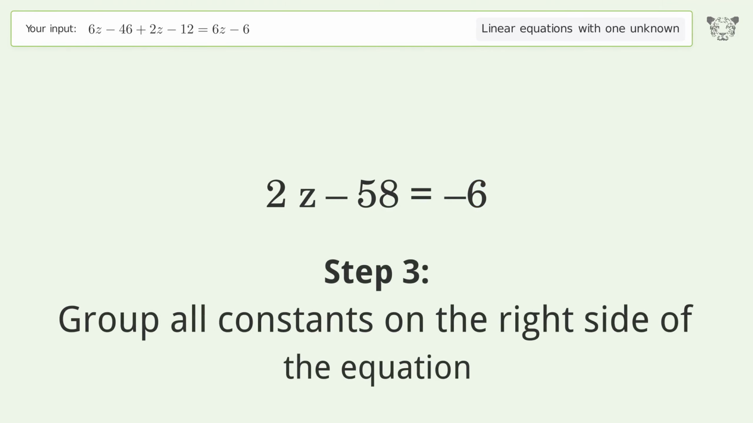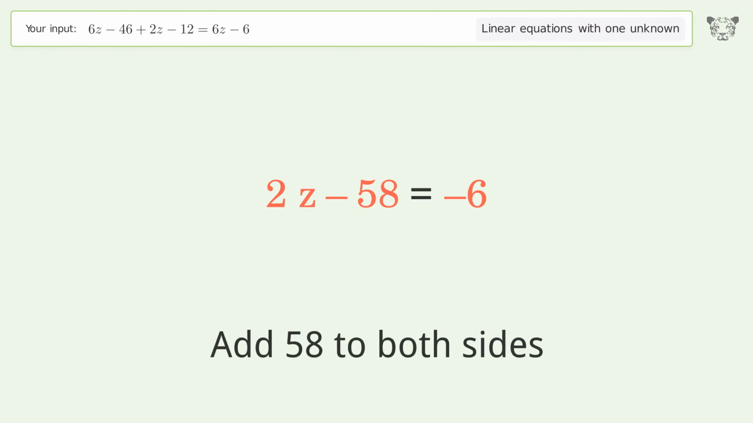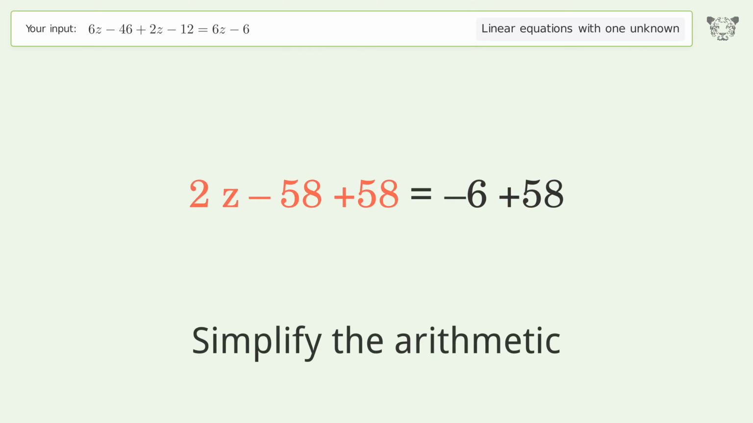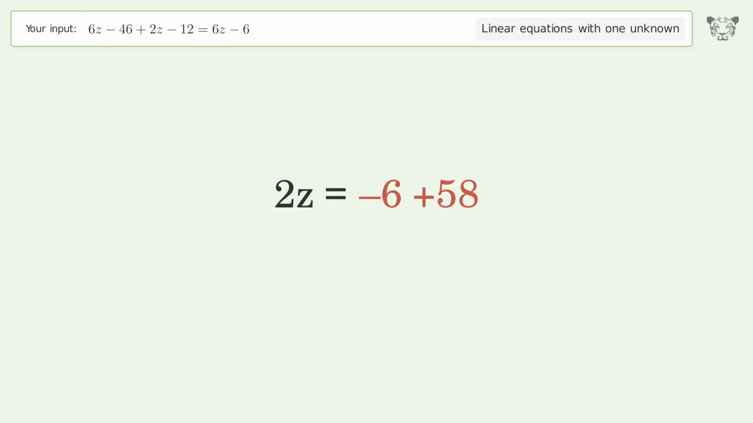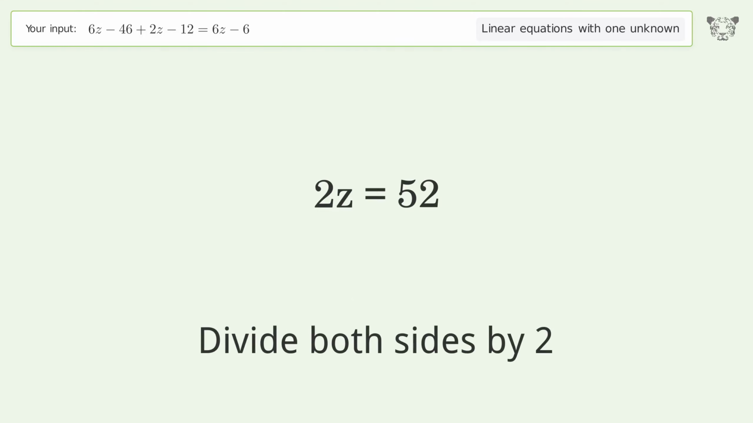Group all constants on the right side of the equation. Add 58 to both sides. Simplify the arithmetic. Isolate the z. Divide both sides by 2.